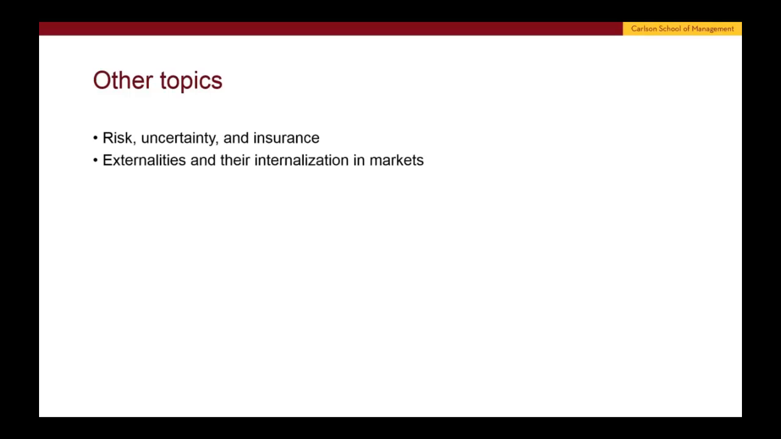Then finally, we make it to a potpourri of other topics. One is risk, uncertainty, and insurance, which we'll spend a bit of time on. And then finally, we'll talk about externalities and their internalization in markets and other market failures, including public goods and asymmetric information.